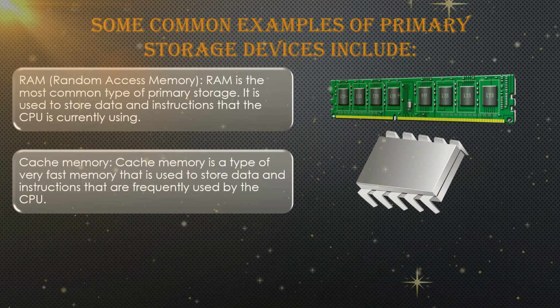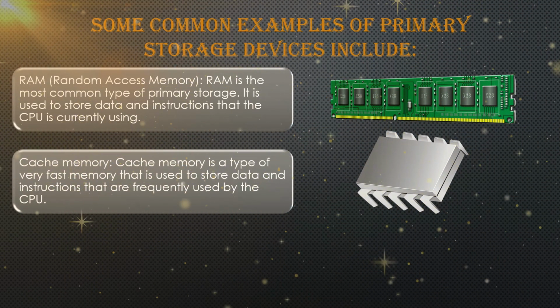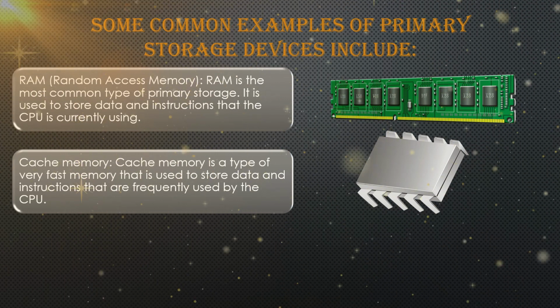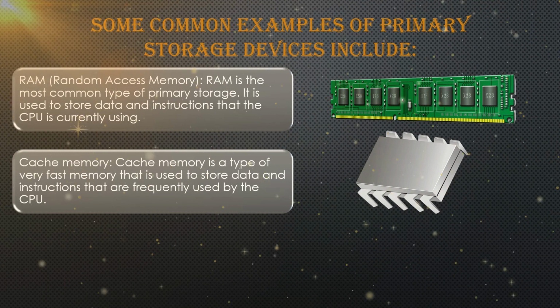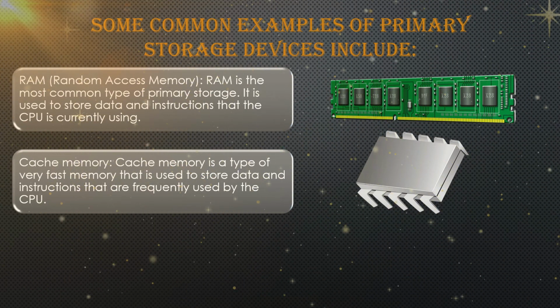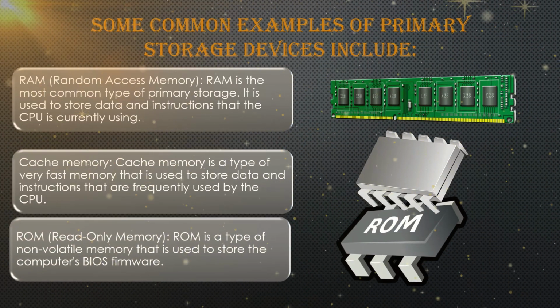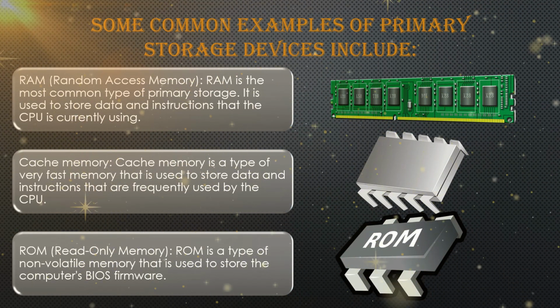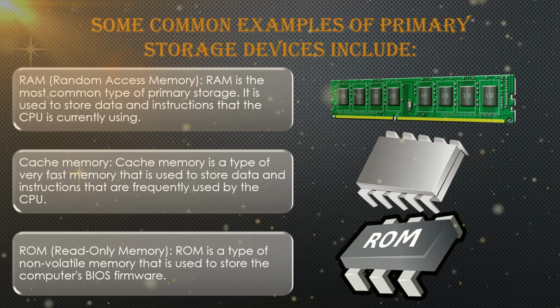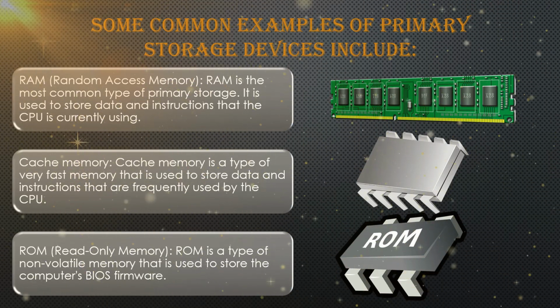Cache memory is a type of very fast memory that is used to store data and instructions that are frequently used by the CPU. ROM, read-only memory, is a type of non-volatile memory that is used to store the computer's BIOS firmware.